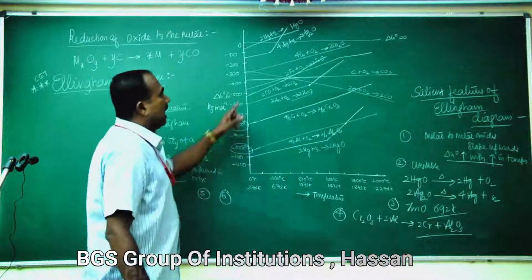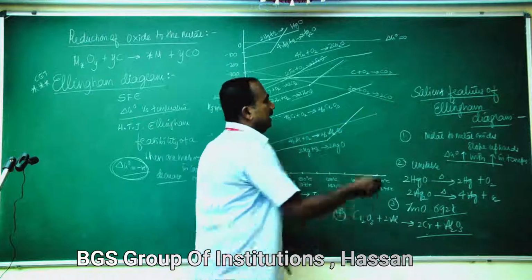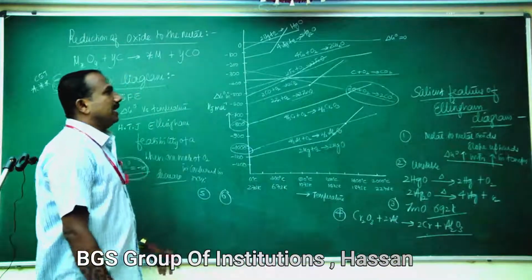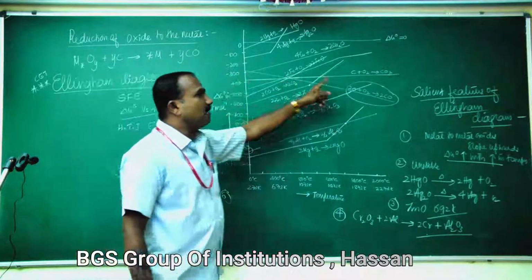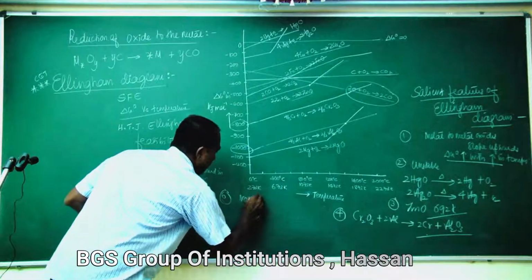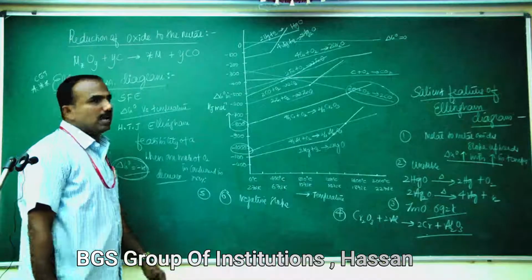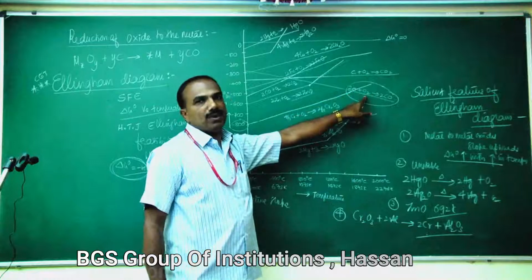Sixth one. The graph for the formation of carbon monoxide shows a negative slope. This is the only one graph in the Ellingham diagram which shows a negative slope, an overall downward trend. This is due to the large changes in entropy values.